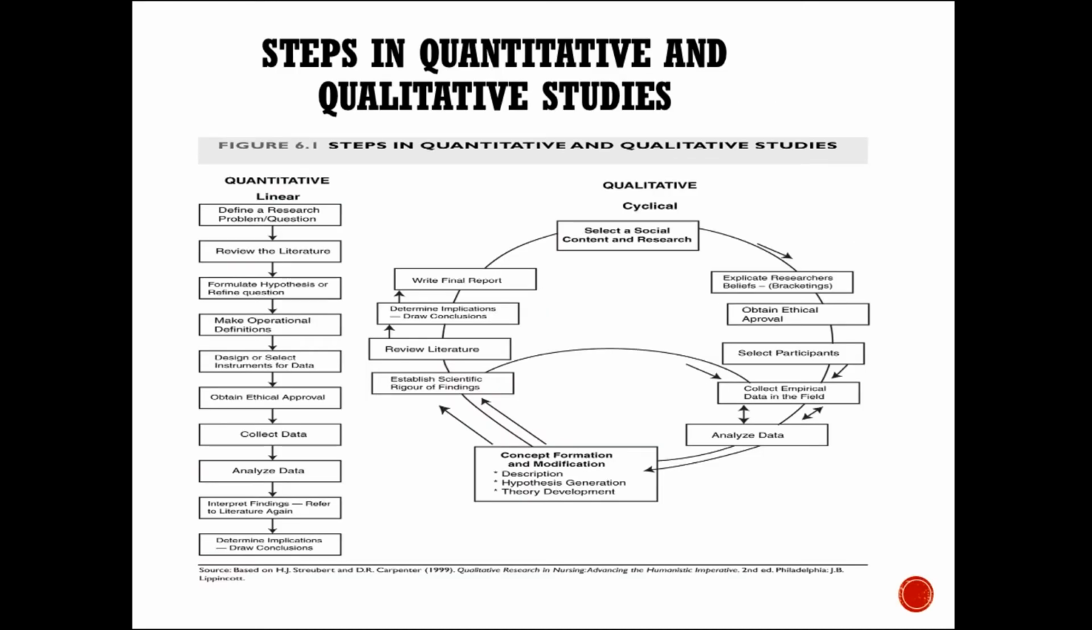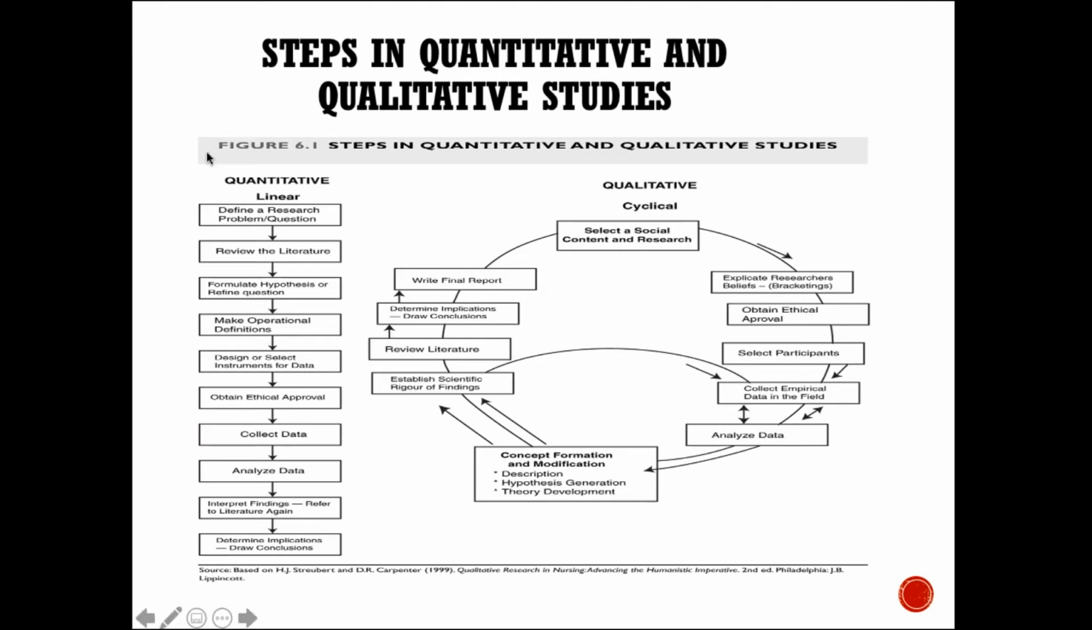So this graph will show us the relationship between the quantitative and qualitative. As you can see, quantitative is straightforward from top to bottom. As we say, we define our research problem or question. What is the phenomenon that we want to study? What is the problem? What is the issue?